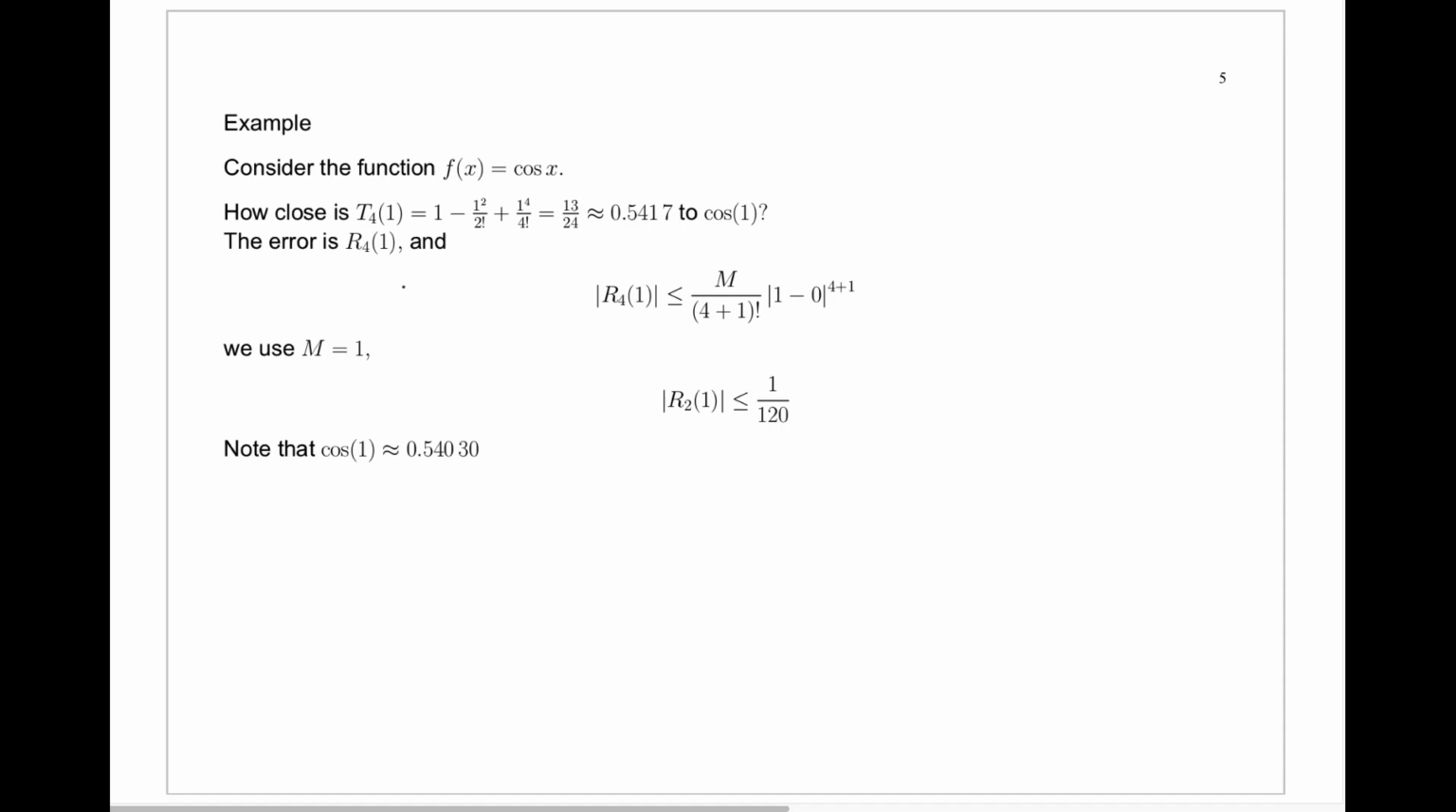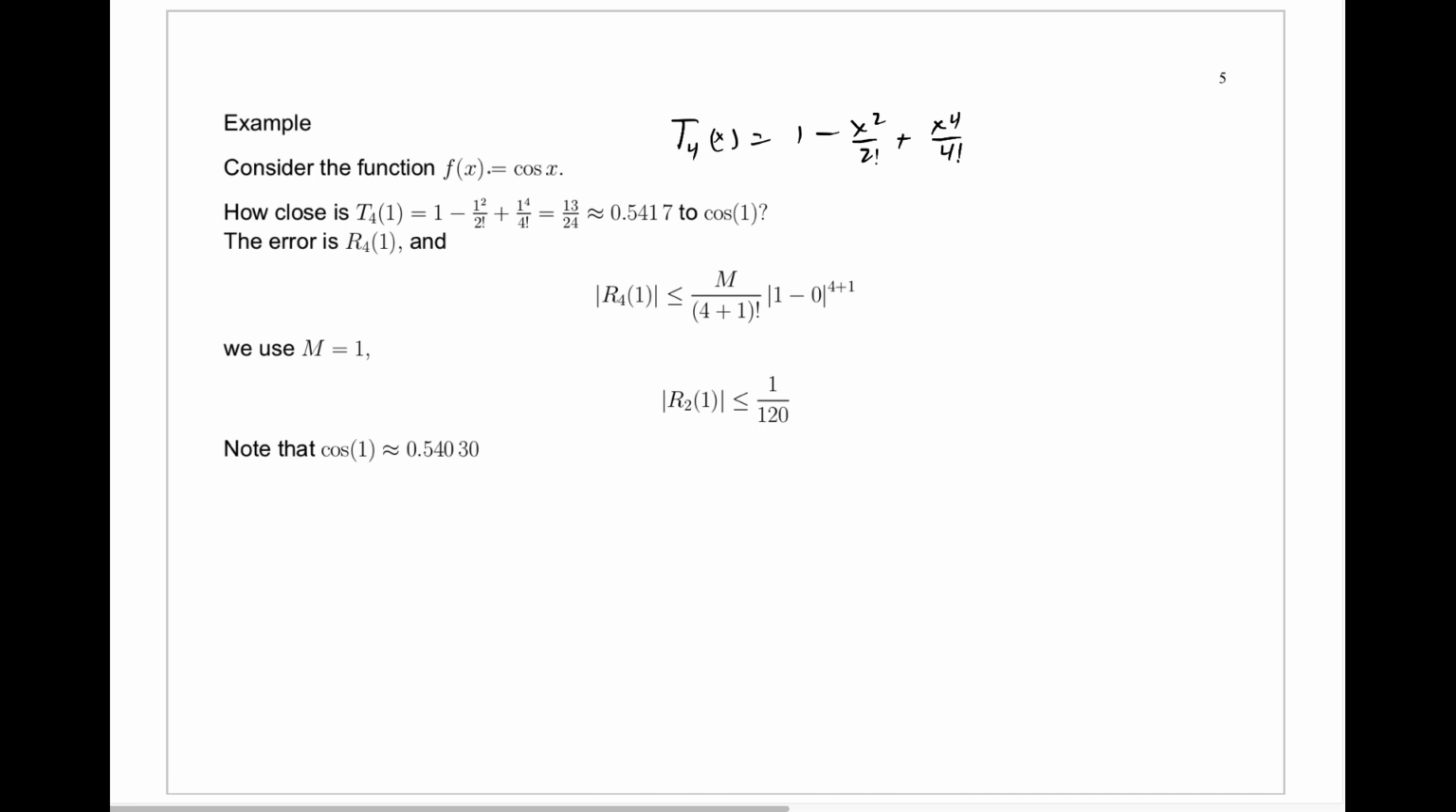Let's look at the cosine function, and we already saw before that the fourth degree Taylor polynomial is just 1 minus x squared over 2 factorial, which is just 2, plus x to the fourth over 4 factorial, and of course 4 factorial is 24 there. This is the fourth degree Taylor polynomial.